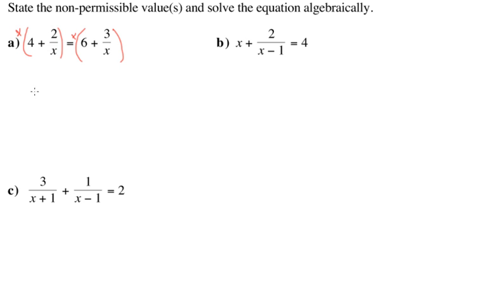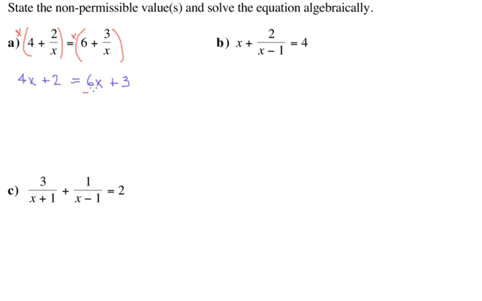That gives you x times 4. It gives you x times 2 over x. The x's cancel so that all that survives is a 2. And on the right side we get 6x. And the x's cancel and we get a 3.